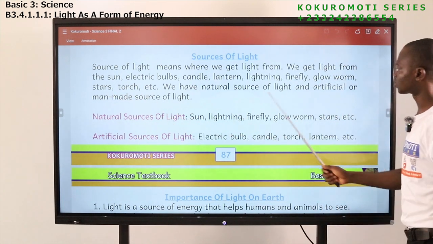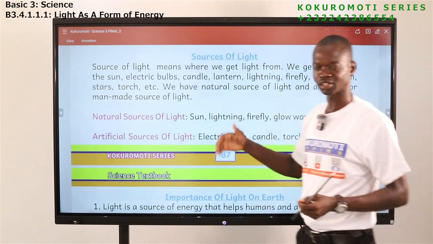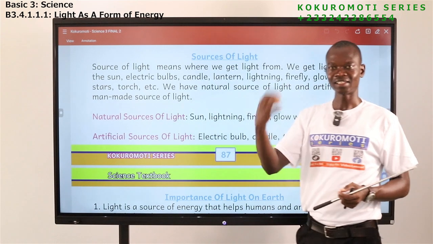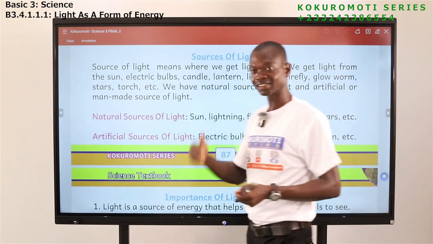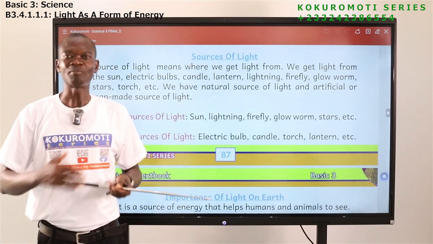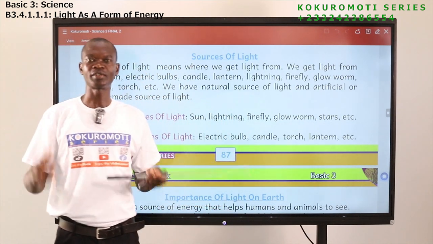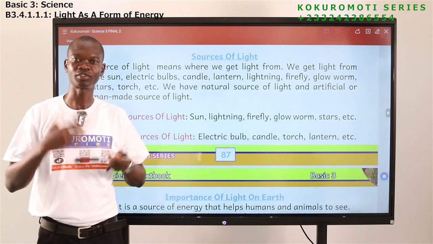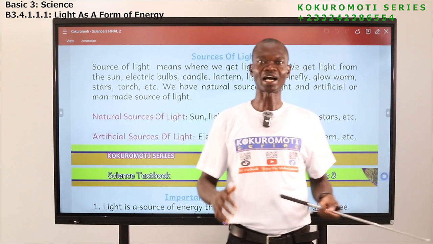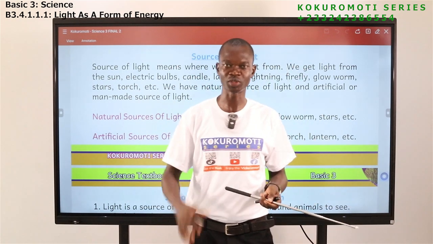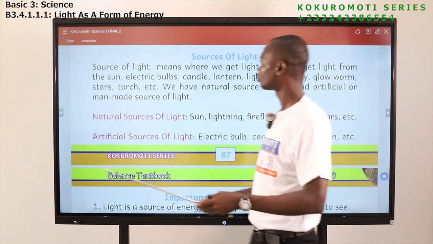So we have natural sources of light and artificial or man-made sources of light. So we are saying that the things that we mentioned, the pictures that we saw, they are the things that give us light. So they are the sources of light. And these things that we saw, some are man-made, some are also natural. Natural means that they were created by God, or they were created by nature. Man-made also means that they are artificial. They are the ones that human beings, we sat down, we planned, and then we developed, or we did.